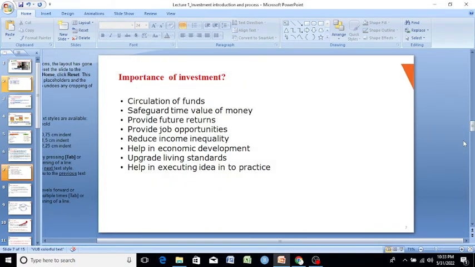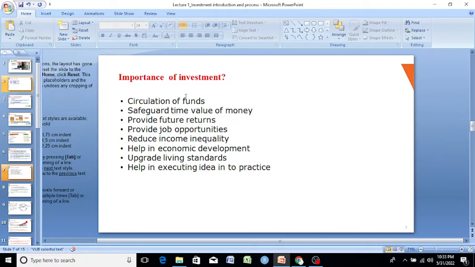Importance of investment. So why do we normally invest? There are many reasons for investment. It helps us in circulation of funds, it helps us to safeguard the time value of money, it provides future returns, it provides job opportunities, it reduces income inequality, it helps in economic development, it helps to upgrade the living standards, and it helps in executing ideas into practice.